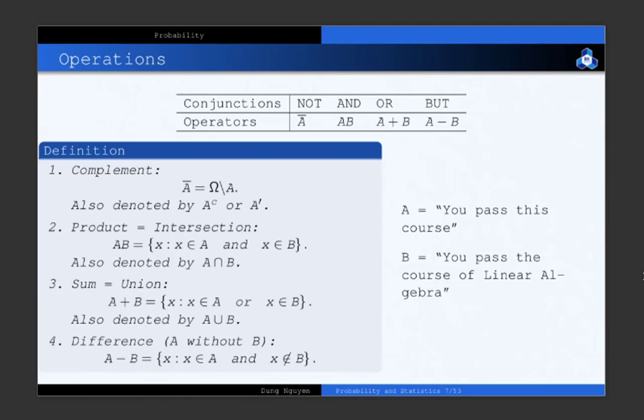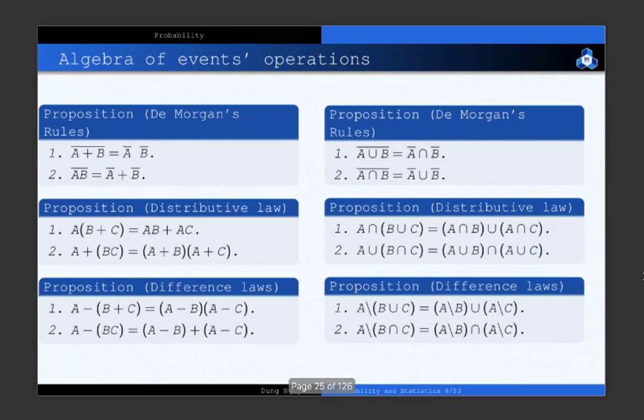The sum A plus B is the event that you pass at least one of the two courses. And how about the difference? The difference A minus B is the event that you pass this course, but you fail the other course. Here are some rules that may be useful for you, especially De Morgan's rule.